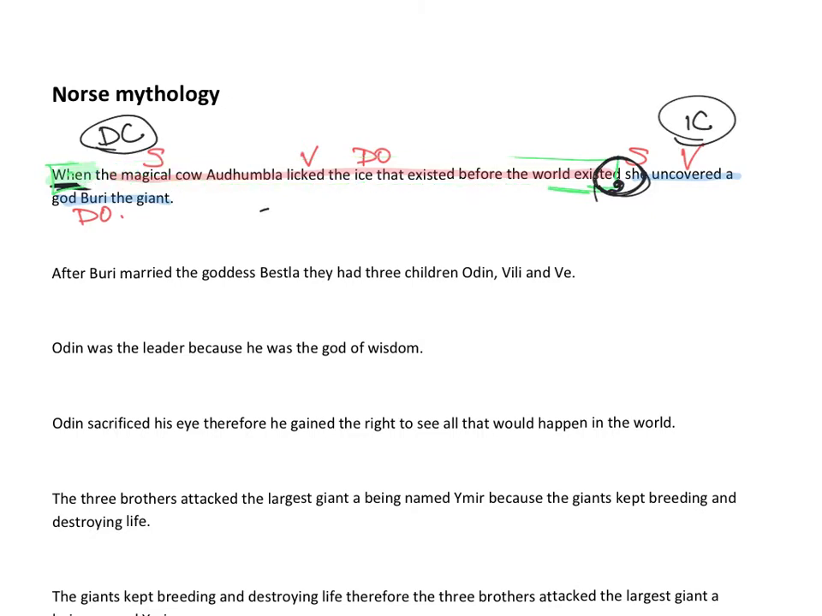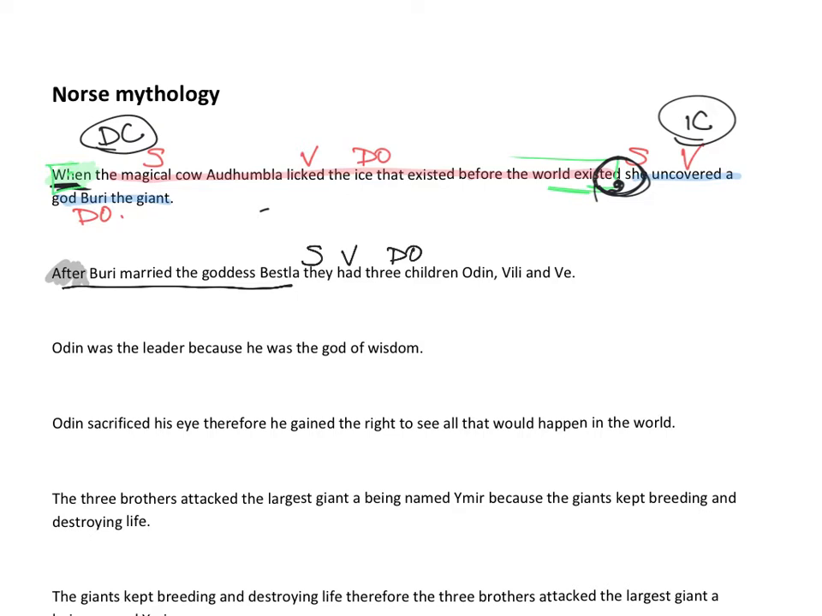Okay, so you ready to take a look at another one? Okay, after. Ooh, that seems to be one of those little connecting words, so let's just mark it and then we'll take a look at it. After Buri married the goddess Besla, they had 3 children, Odin, Vili, and Ve. So, where are my main ideas? Well, what's the main idea that is attached to after? After what? After Buri married Besla. Do I then have subject and verb? Subject, verb, direct object. So, is this a dependent clause?